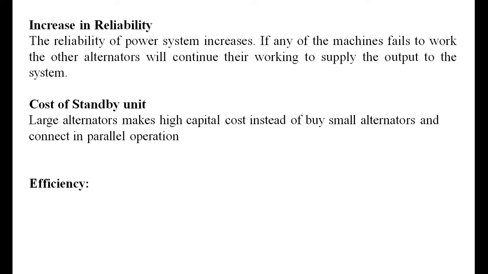Instead, if you are using 10 smaller units of 100 megawatt each, and your load is around 700 megawatt, then I am running only 7 units, so that is catering to the needs of 700 megawatt, and all the alternators are operating to their full extent. Therefore, the efficiency of the whole network is very high. That is why it plays an important role in the efficiency of the alternator.